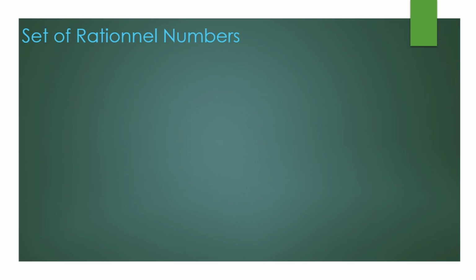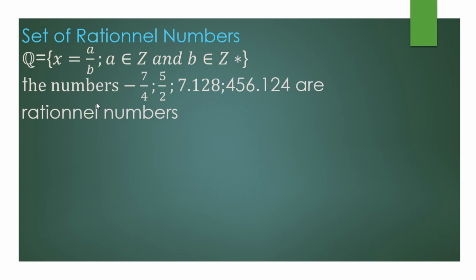Set of rational numbers. The rational numbers are in the form of a fraction A over B, where A belongs to Z and B belongs to Z star. Like this. Q, the set of rational numbers, is denoted by capital letter Q. The number minus 7 over 4 fraction belongs to Q. 5 over 2 fraction belongs to Q.